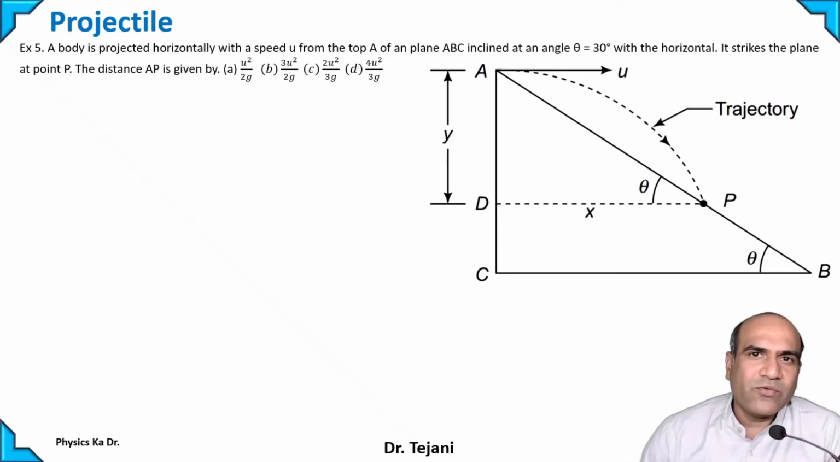Example number 5. A body is projected horizontally with a speed u from the top A of a plane ABC inclined at an angle 30 degree with the horizontal. It strikes the plane at point P at a distance AP is given by C.